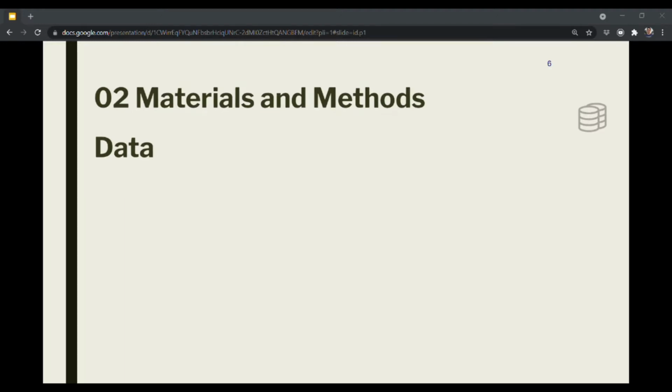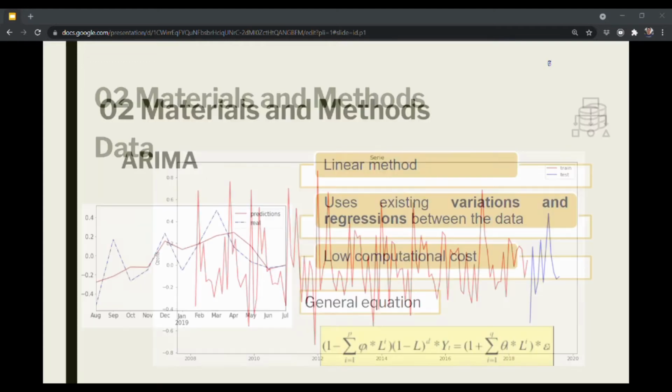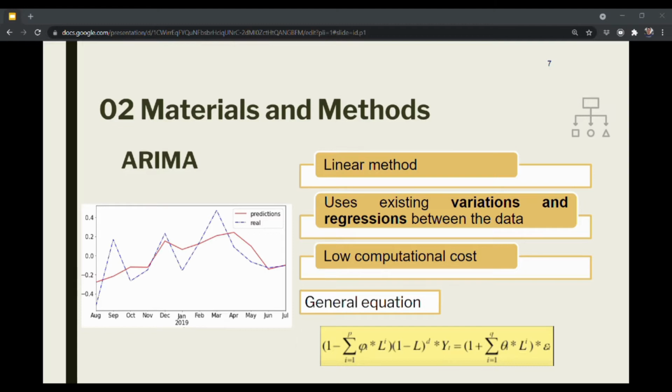In this study, the data used to generate the model were those corresponding to the years between 2008 and 2018, and the data used to estimate the quality of the model were those corresponding to the last 12 months, from August 2018 to July 2019. The last 12 months correspond to 8% of the total of the sample, which is enough to evaluate the predictive capacity of the model for the last year. Figure 1 shows the distribution of the data, the train set in red and the test set in blue.